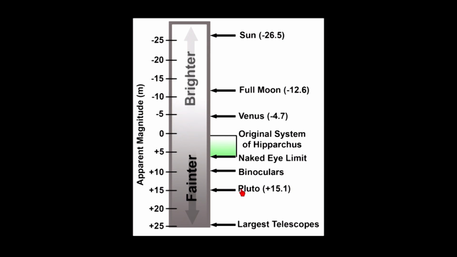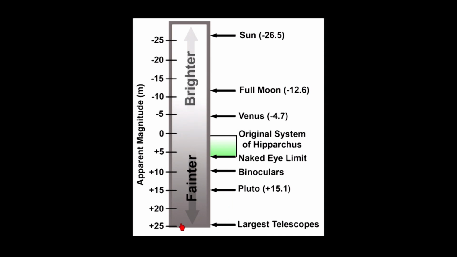Now here's what I want you to notice. A pair of binoculars allows you to see a magnitude of +10, and Pluto is +15. You might think that this difference of 5 magnitudes means that Pluto is only 5 times fainter than what binoculars allow you to do. But remember, every 5 steps is a difference of 100 times. So in reality, Pluto is 100 times fainter than what a pair of binoculars would allow you to see in the sky. Remember, it's an exponential change.